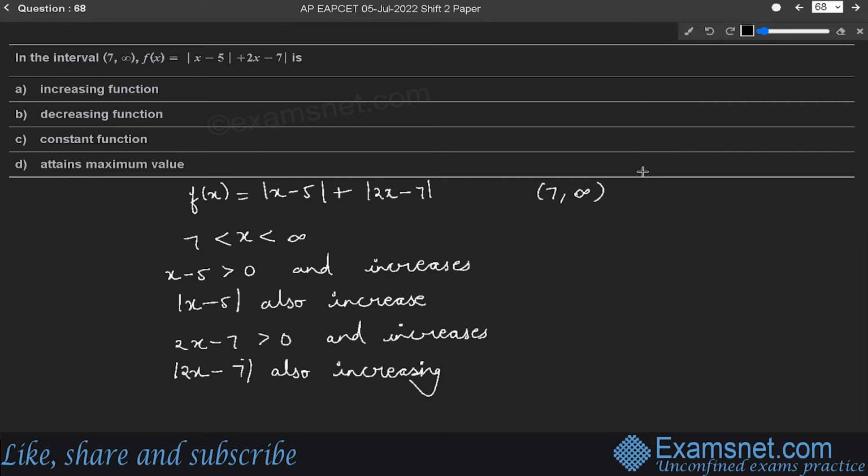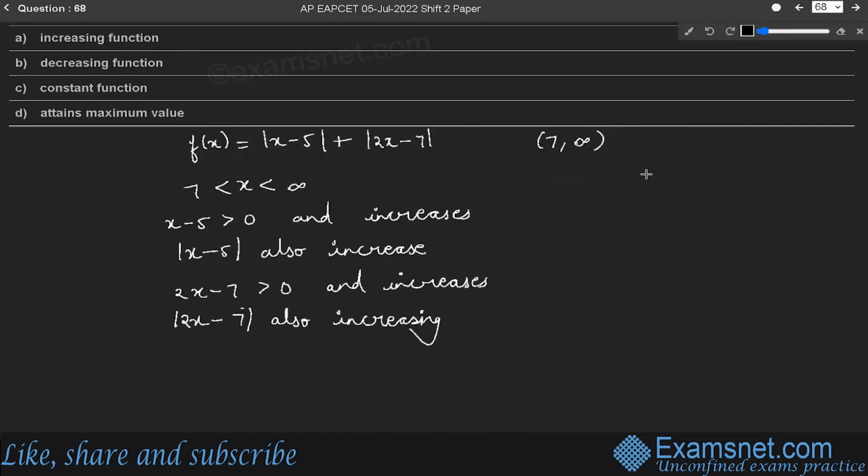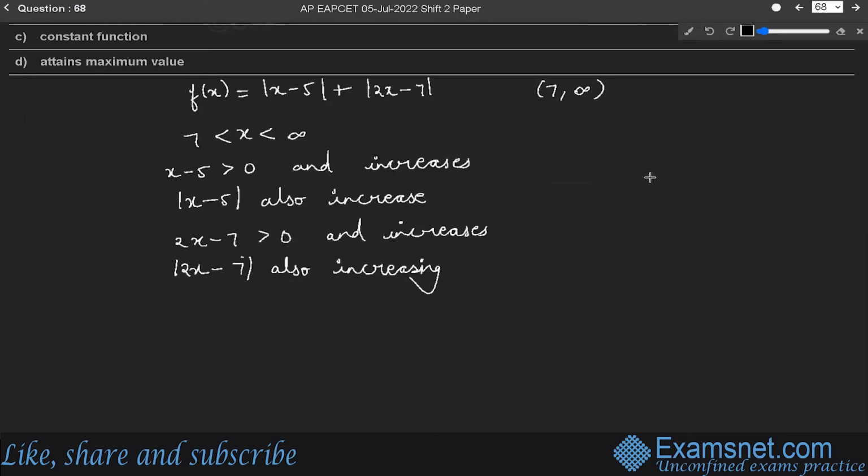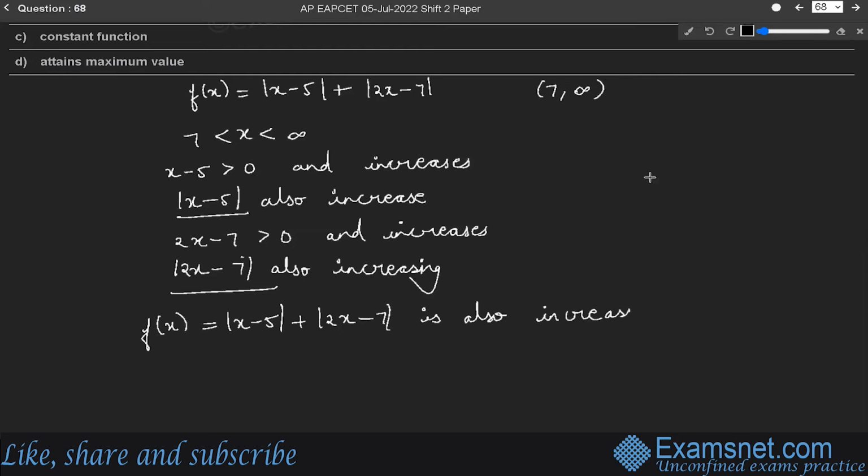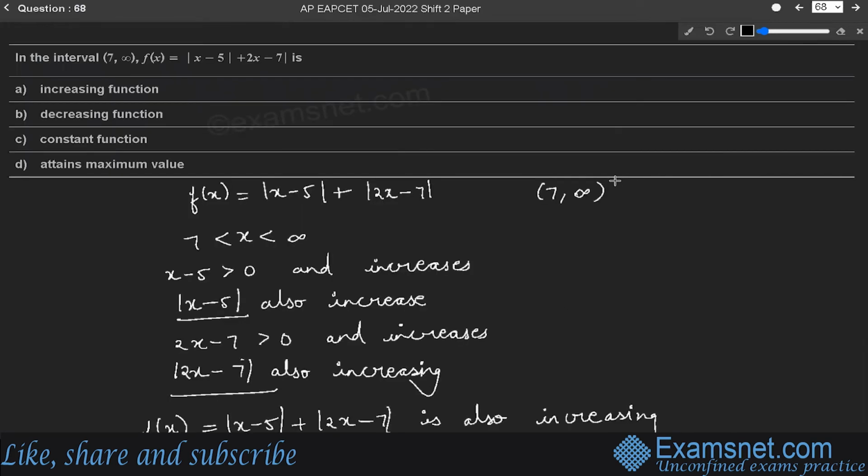All these steps depend upon the interval of x. Therefore, we can say that if modulus of x minus 5 increases and modulus of 2x minus 7 is also increasing, it means that f of x, which is equal to modulus of x minus 5 plus modulus of 2x minus 7, is also increasing. So we can say that this function is an increasing function. So out of all the given options, option number A is the correct option here. I hope that this question is clear to you.